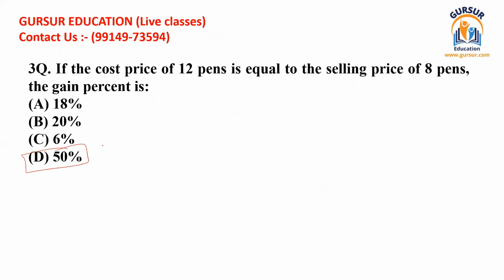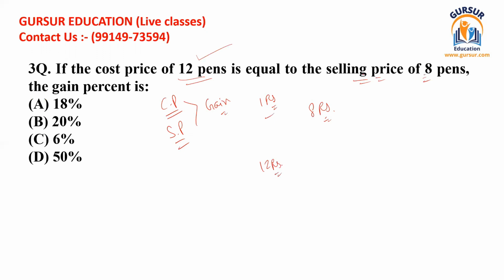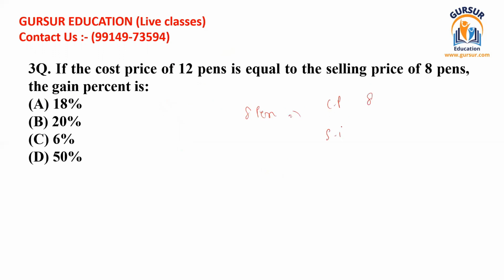Again, try to understand this completely. You have been given that the cost price of 12 pens is equal to the selling price of 8 pens. You don't know the cost price or the sale price, but you have been asked to find the gain. For finding the gain, you need knowledge of these two. First of all, assume that the cost price of 1 pen is 1 rupee. Then obviously he is selling 8 pens, so the cost price of 8 pens would be 8 rupees. In the same way, the cost price of 12 pens should be 12 rupees, and that 12 rupees is equal to the selling price of 8 pens. That means for 8 pens, the cost price is 8 rupees and the selling price is 12 rupees.